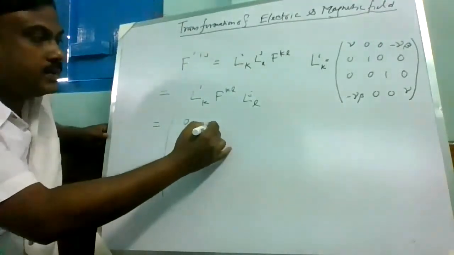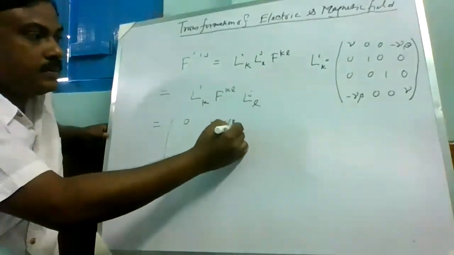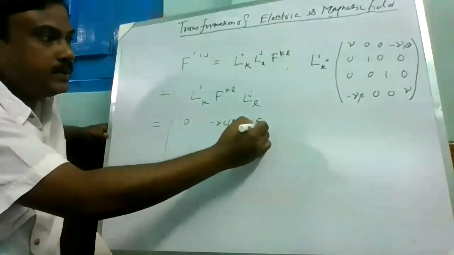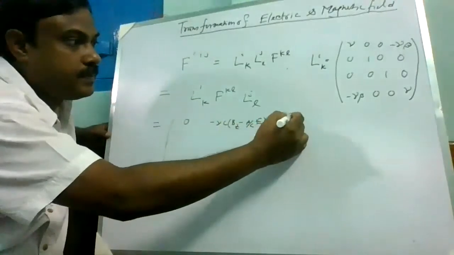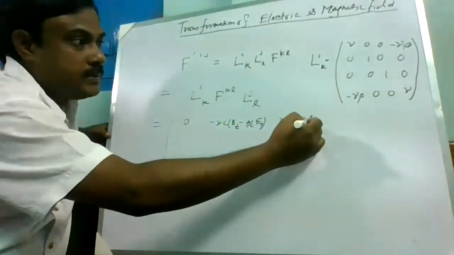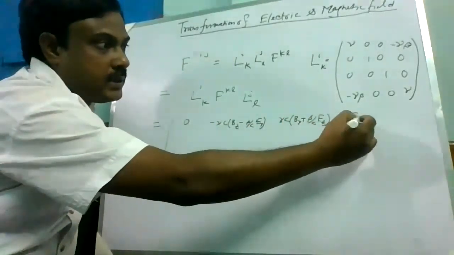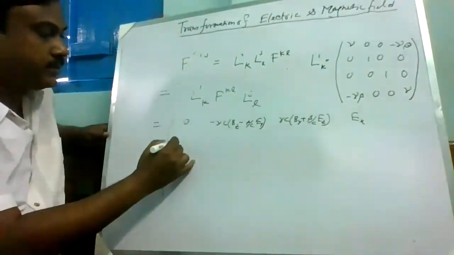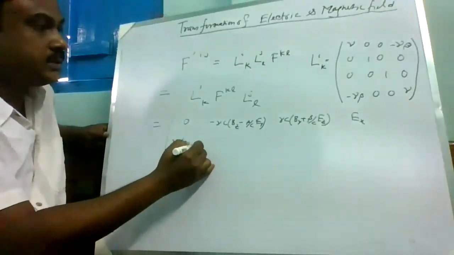Zero, minus gamma c dz minus beta y c dy. It will be the second component. Third component will be gamma c by plus beta y c z. Fourth component will be dx. Then it will be its reverse component, gamma y c dz minus beta y c dy.